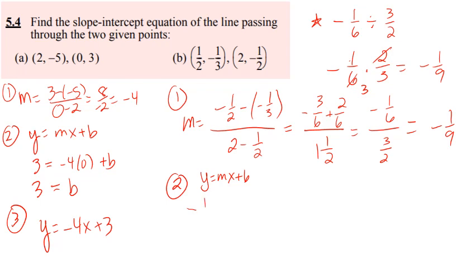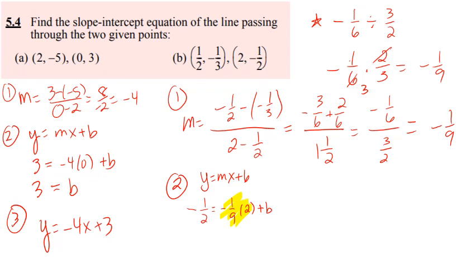Y coordinate is negative 1/2. Slope we just found. X is 2. And we need to find out what b is. So if you look at this part of the problem that I'm highlighting, you know that's going to turn into negative 2/9. So I kind of want to set up the common denominator right away.